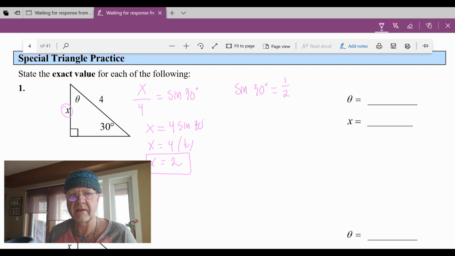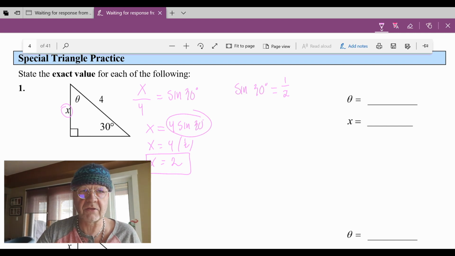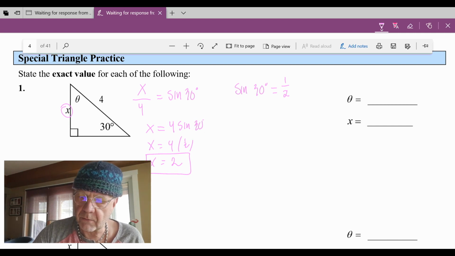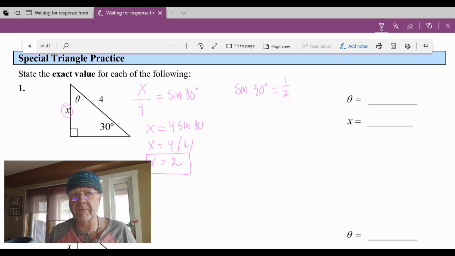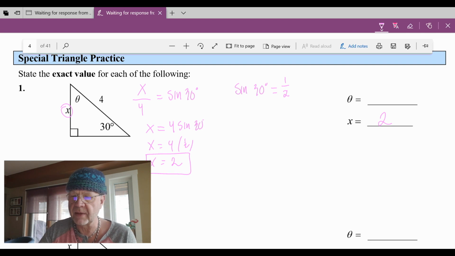Now, the difference again between what we're doing here and what we did last year was that last year you would plug in 4 times sine 30 in your calculator. Would you believe that if you did that right now, you would get the same answer? Well, in fact, you would. And I urge you to give it a try. Make sure, prove it to yourself that it works. In the meantime, we have an exact value for x of 2.